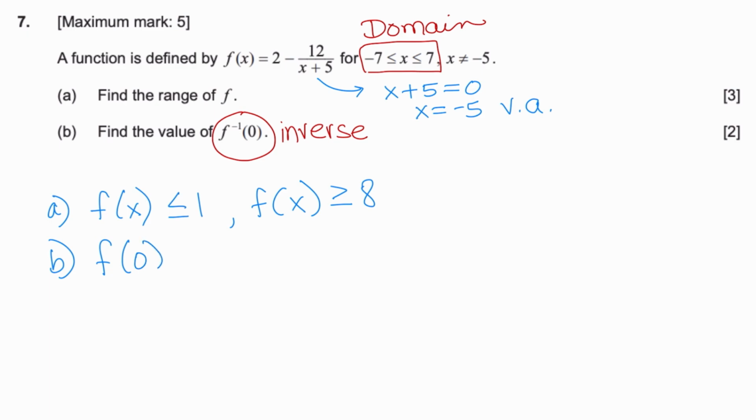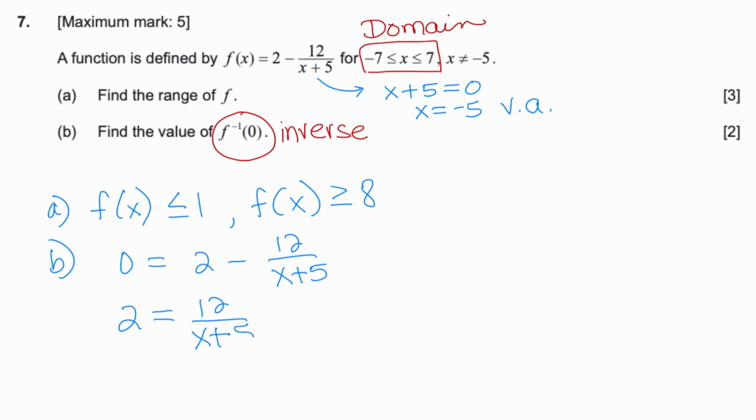When it says to find f of 0, you're going to substitute x is equal to 0. But this is different. In this case, they tell you to figure out the x value so that the answer is equal to 0. So what you're going to do is actually take the equation and set it equal to 0 so that you can solve it. So we get 0 equals 2 minus 12 over x plus 5. That means 2 is equal to 12 over x plus 5. Multiply both sides by x plus 5.